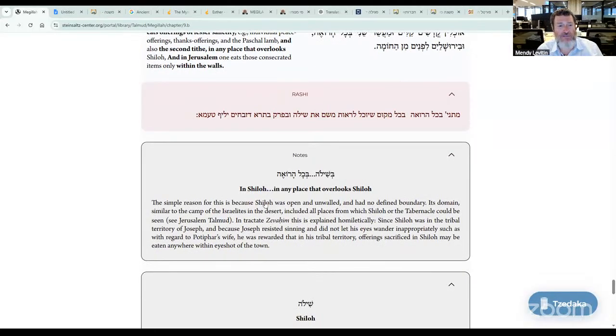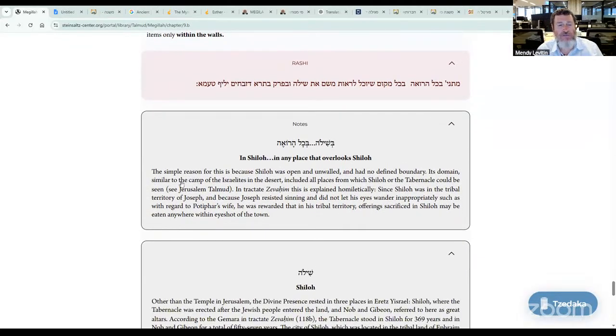All right, let's see the footnotes of Rabbi Steinsaltz. The simple reason for this is because Shiloh was open and unwalled. Steinsaltz says, the simple reason is that Shiloh had no wall. So how could you define the space? It had no defined boundary. Its domain, similar to the camp of the Israelites in the desert, included all places from which Shiloh or the tabernacle could be seen. So says the Jerusalem Talmud.